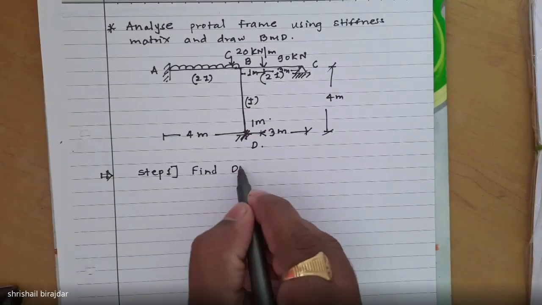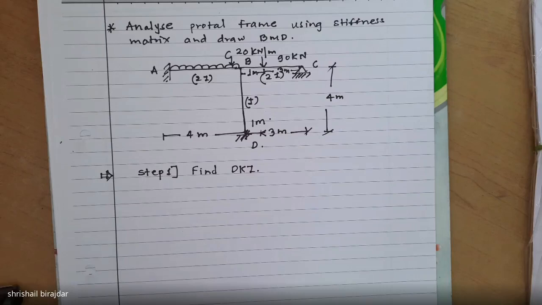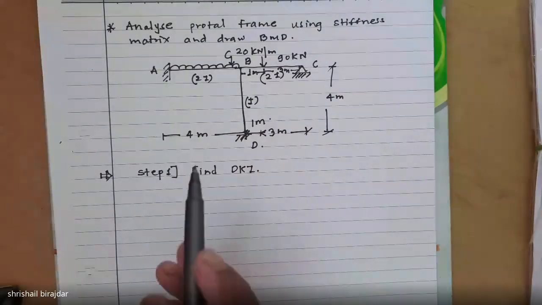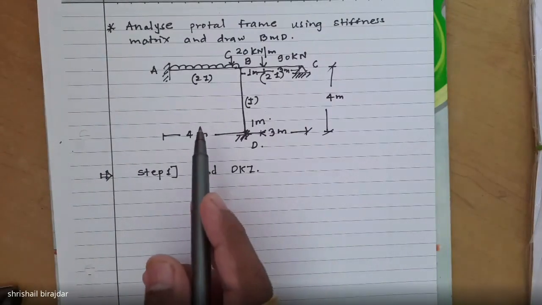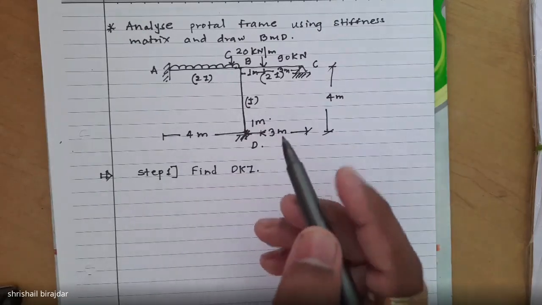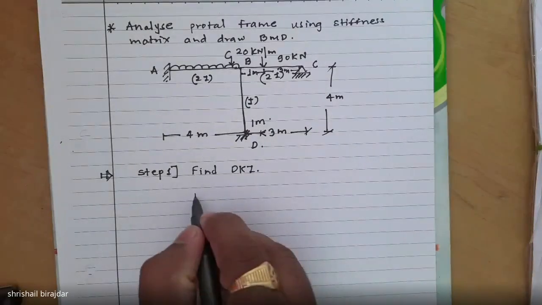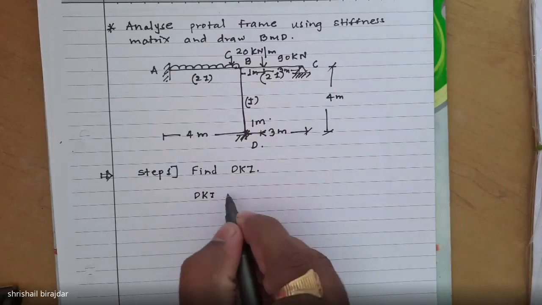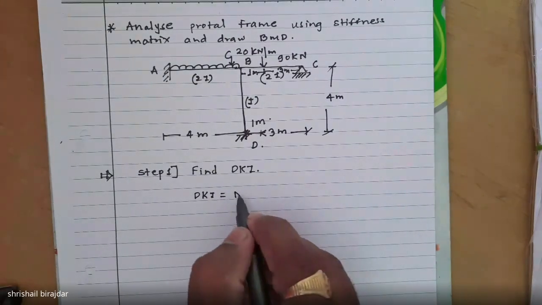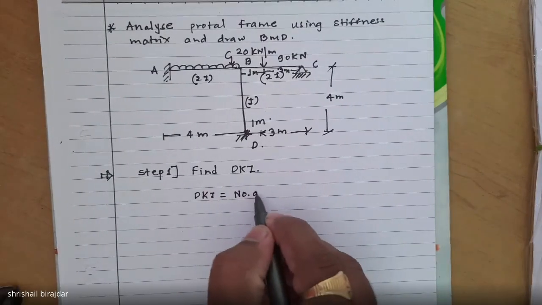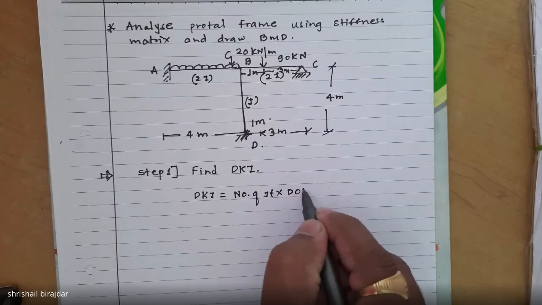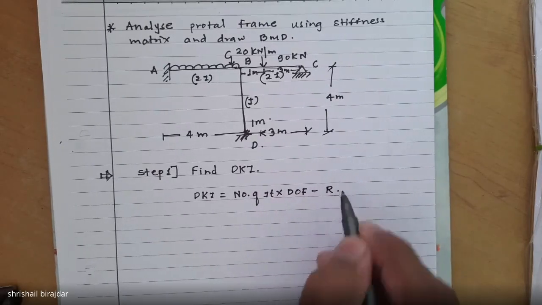Find DKI, degree of kinematic indeterminacy. For this particular frame, this is not a loop frame. This is the open loop frame. So we directly take DK is equal to the same formula. We can use it: number of joints multiplied by degrees of freedom minus reactions.